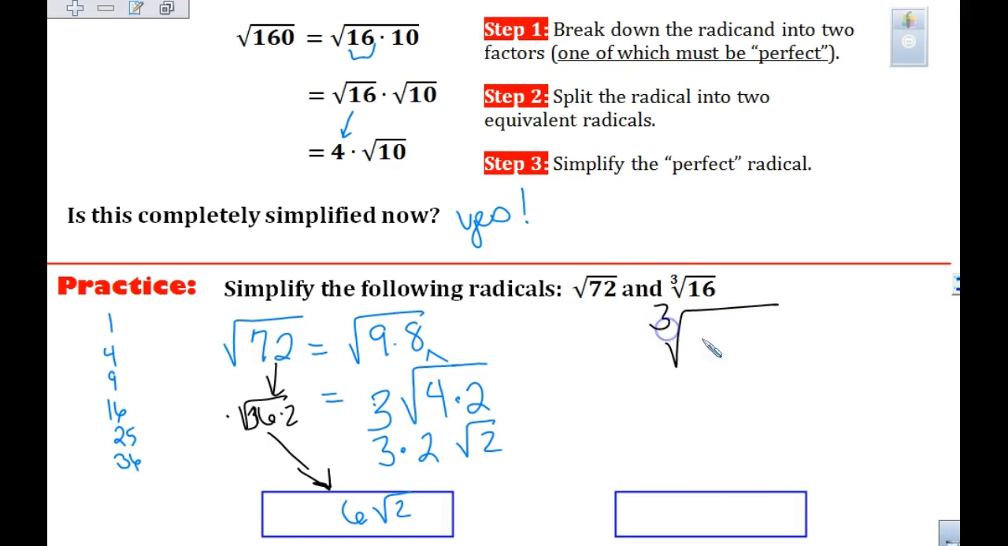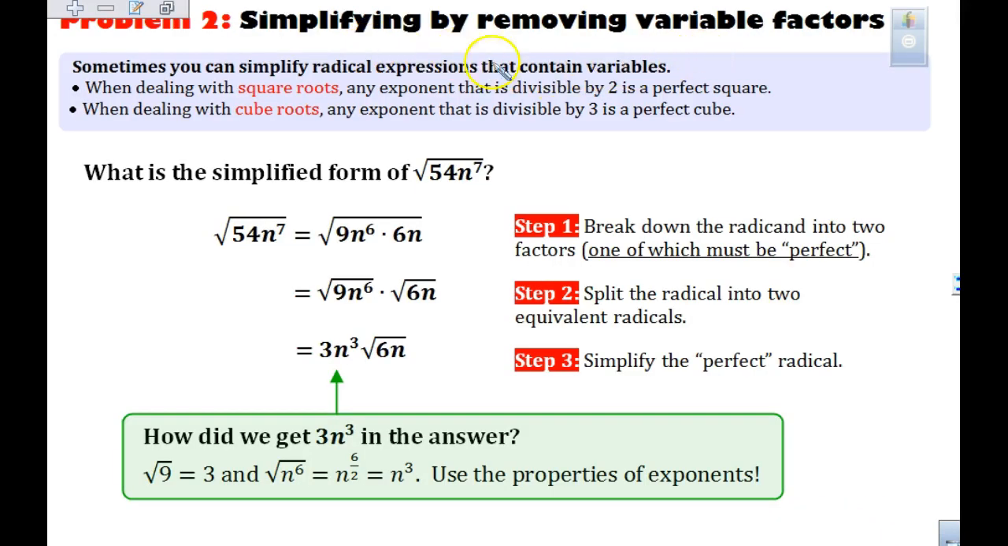Cube root of 16. If we are simplifying the cube root of 16, again, 1, the next cube is 8, the next one is 27. Obviously it can't be 27, so 8 goes into 16 how many times? So we have 8 times 2. The cube root of 8 is 2. You're left with the cube root of 2 when you look at that problem. Okay?